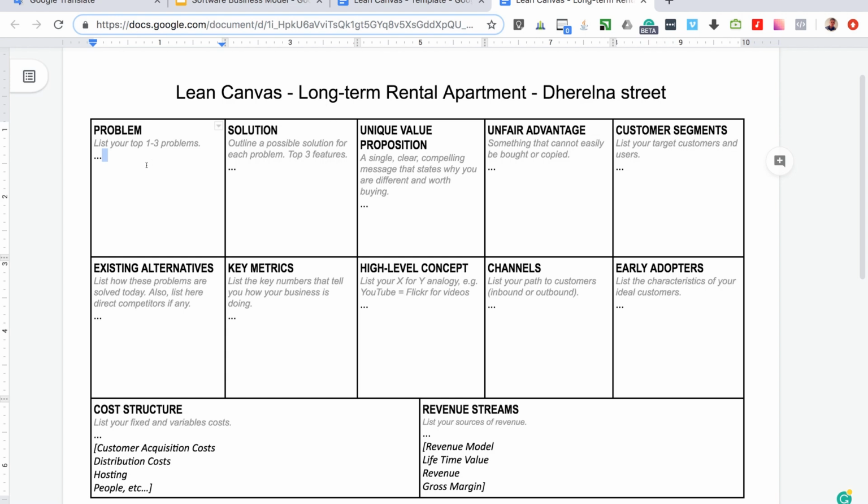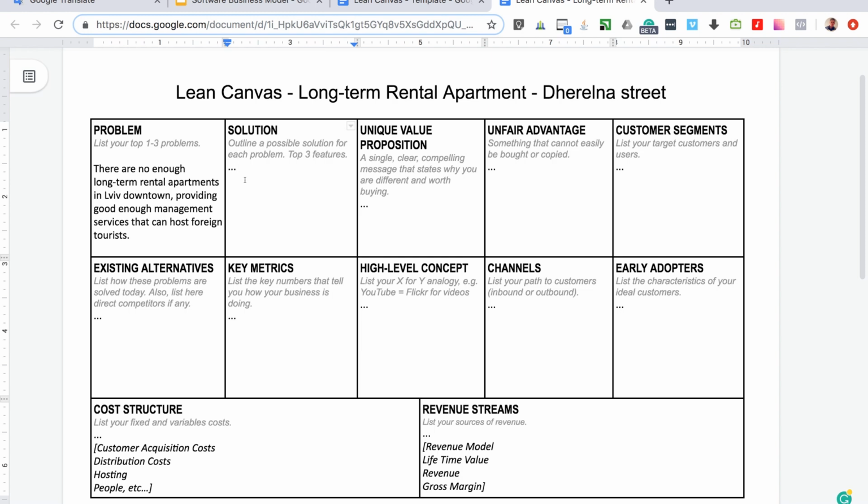So let me fill this in. I am removing these 3 dots. And what is the problem? There are not enough long-term rental apartments in Lviv downtown, providing good enough management services that can host foreign tourists. Okay, got it.